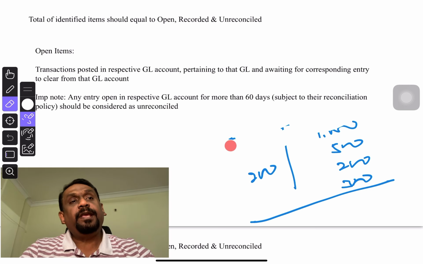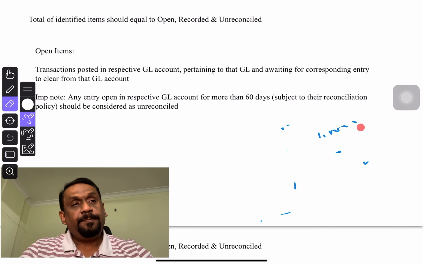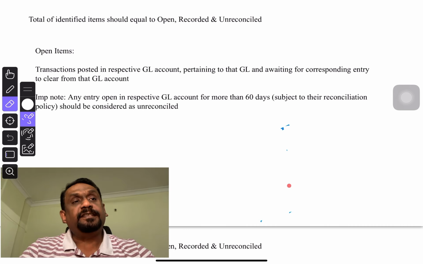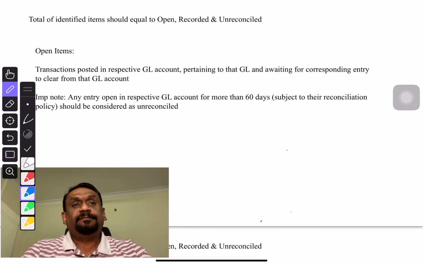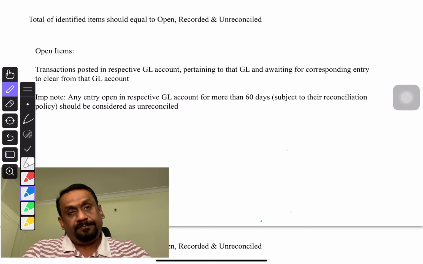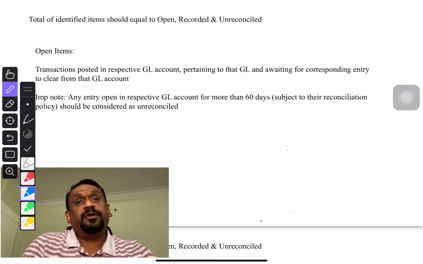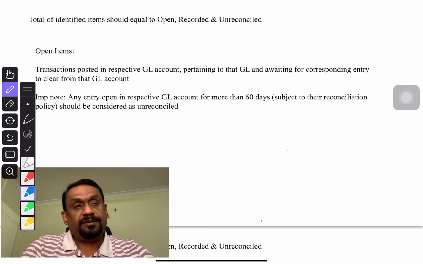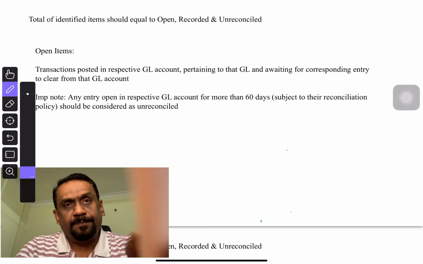So what do you mean by open item? What does the definition say here? Transactions posted in the respective GL account, pertaining to that GL and awaiting the corresponding entry to clear from that GL account. Bit confusing, right? Let me give you an example.